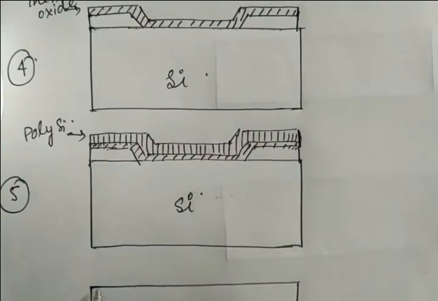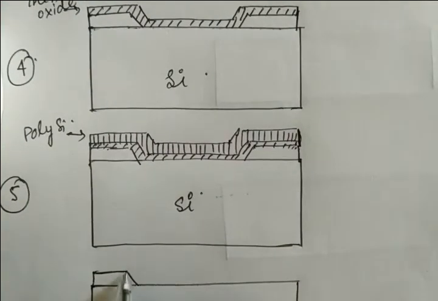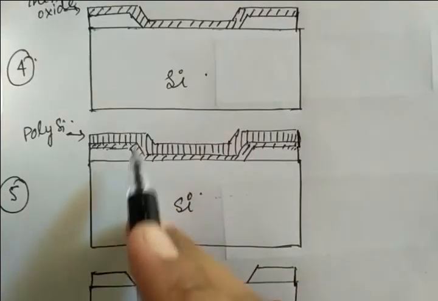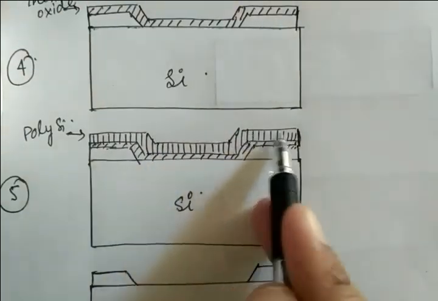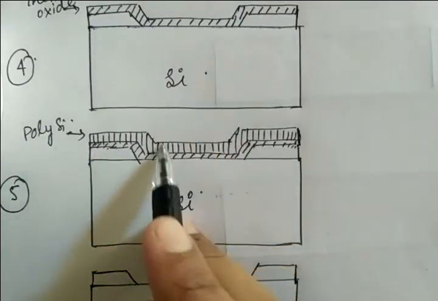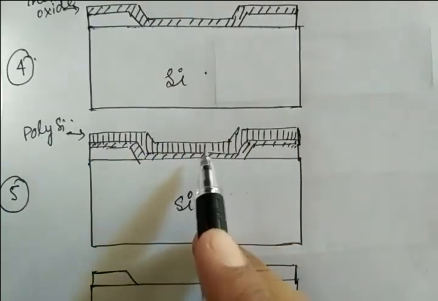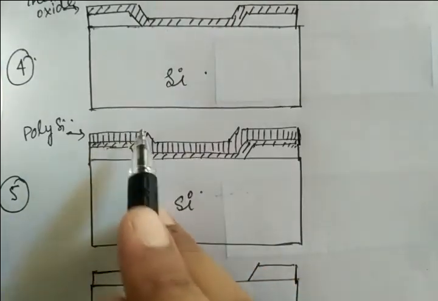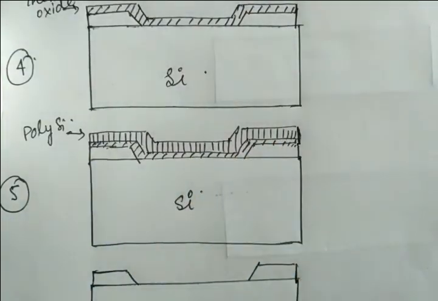what we have to do? This portion will be etched away. We don't need this portion, and this portion. We only need this kind of portion. This is the portion we actually need. So this portion will be etched away. This portion will be removed.